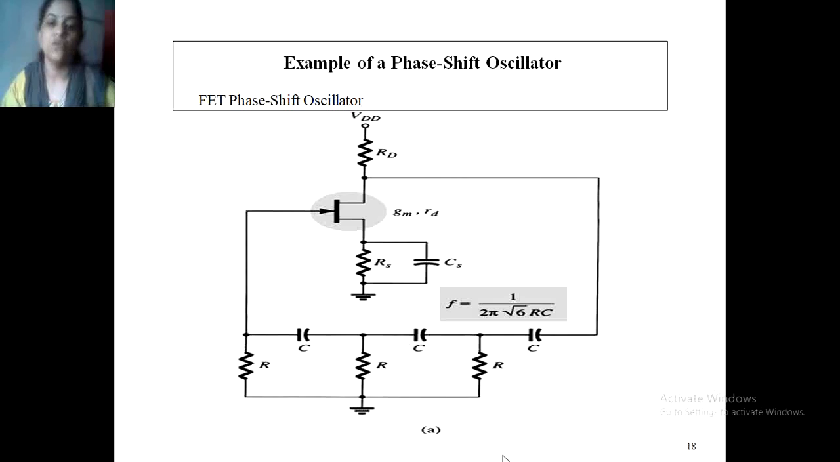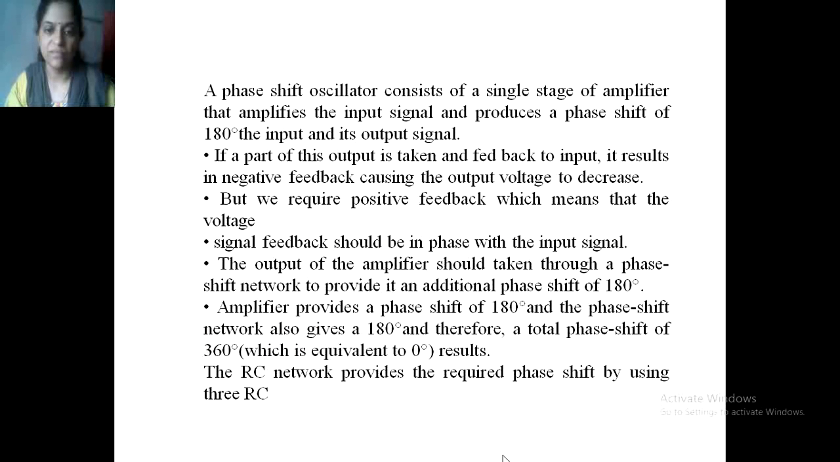So we can say that the amplifier provides a phase shift of 180 degrees and the phase shift network also produces 180 degrees, and therefore the total phase shift is 360 degrees, or equivalent to 0 degrees. So we have learned here the RC phase shift oscillator.